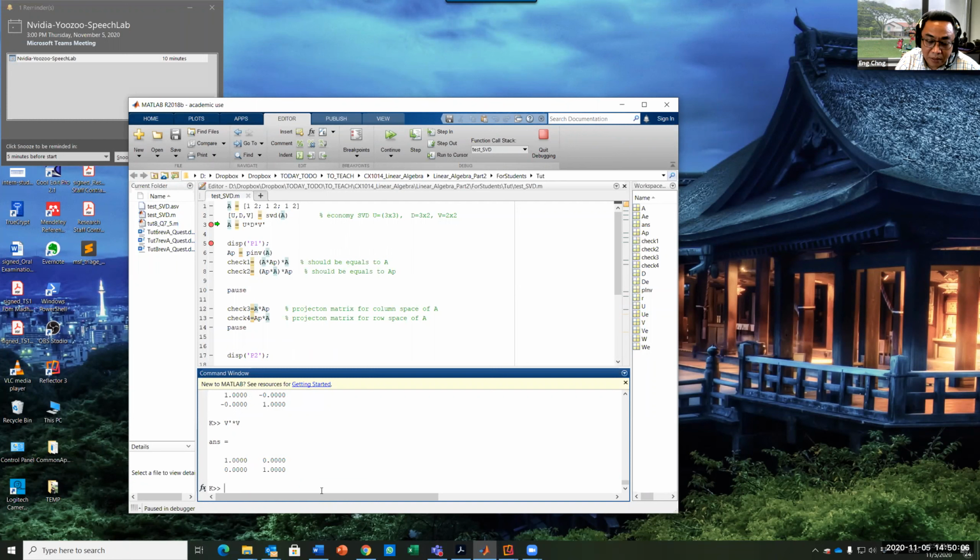So how to get A? So let's see what's A again. A is these two columns. U times D times, okay, so please, it's V transpose. U times D times V transpose. And if this answer is correct, it's the same.